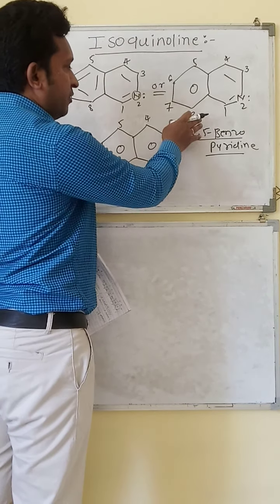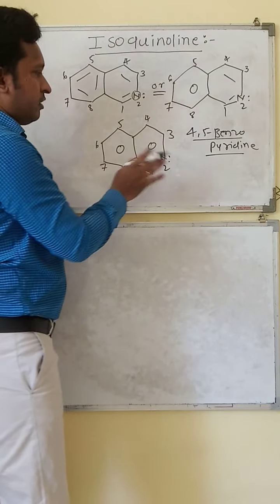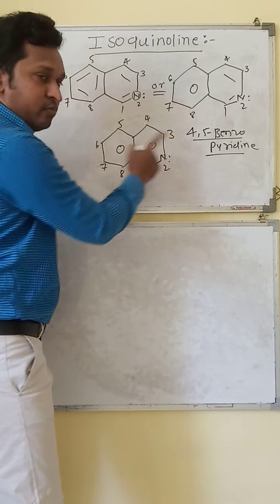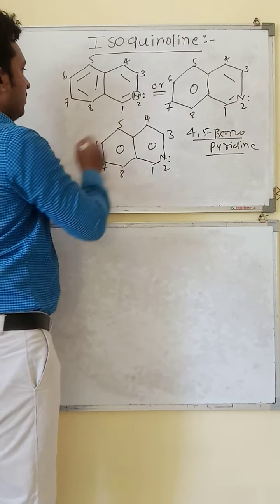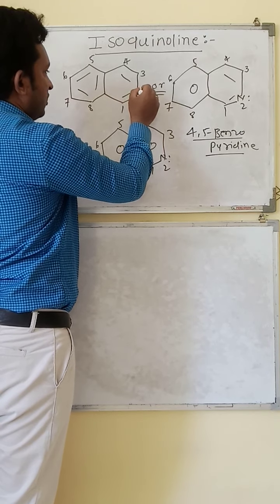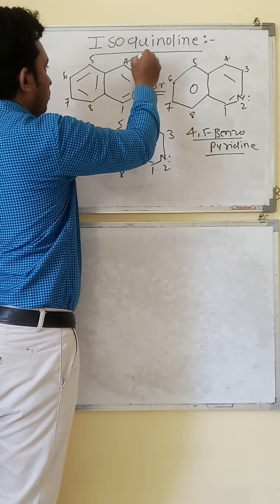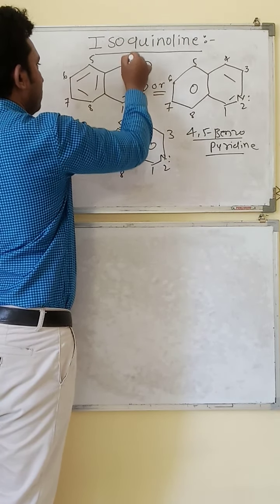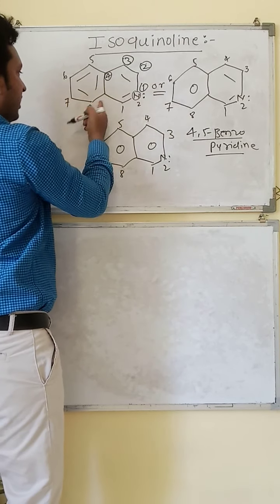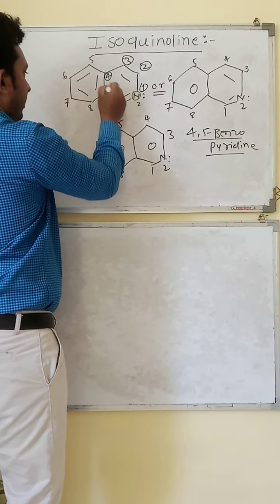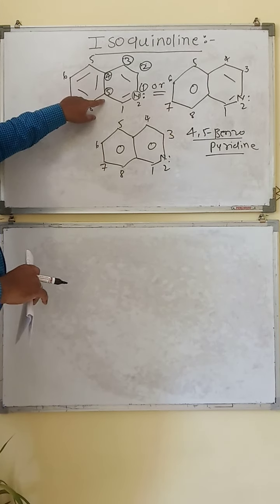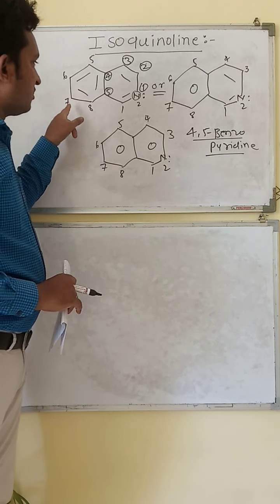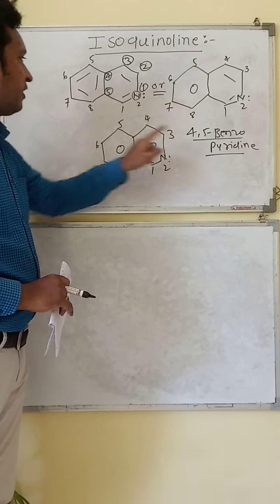Pyridine means a 6-membered heterocyclic ring containing nitrogen as the heteroatom. Now 4,5-benzo: benzo means the presence of a benzene ring on the 4th and 5th positions of the pyridine ring. Look at the structure. If we give the number 1 to the nitrogen, this is 2, and this will be 3. The fused carbons common to the benzene and pyridine will be 4 and 5. So the 4th and 5th carbons of the pyridine are fused to the benzene ring. So we can say this structure is 4,5-benzopyridine.